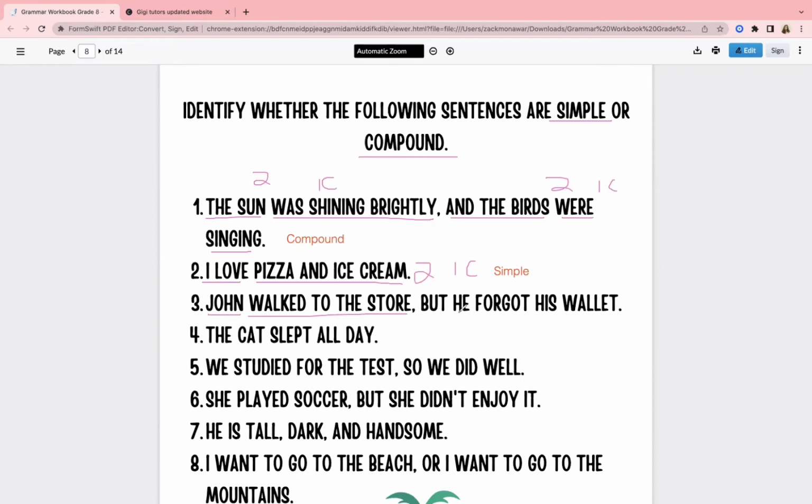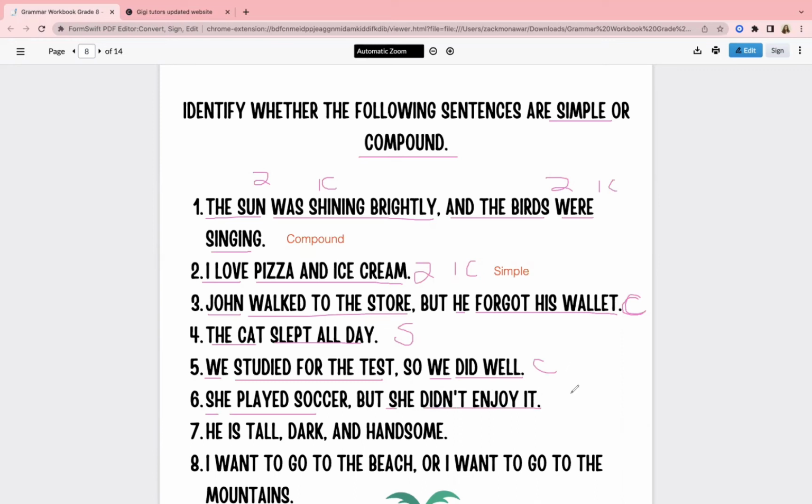Now looking at number 3, we have: John walked to the store. So we have a subject, John, and a predicate, walked to the store. But he forgot his wallet. Again, we have the subject, he, and the predicate, forgot his wallet. So this is a compound sentence. Number 4, the cat is our subject, slept all day is our predicate. Simple. Number 5, we studied for the test. We did well. These are two independent clauses. So since there's two, we know it is a compound sentence.